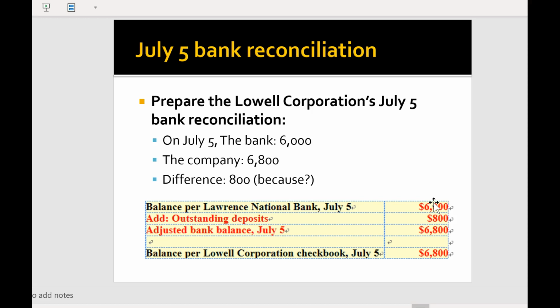So to reconcile these two records, Lowell decided to look for the things that are not recorded by the bank. It finds that the $800 deposit was missed by the bank on July the 5th. Of course, this is because Lowell deposited the check on July the 5th at the end of the business day. So if Lowell adds the outstanding deposit to the bank's balance, it shows exactly the same amount as Lowell's checkbook.